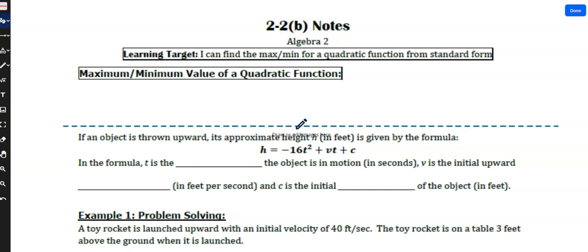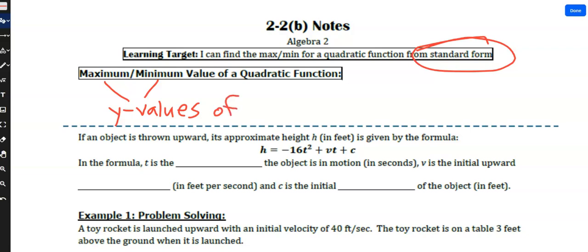Okay, so how can I find the max and the min for a quadratic function from standard form? Obviously, if it was in vertex form, that would be really easy. Now keep in mind that maximum and minimum values are y values of the vertex. So if you can find the y value of the vertex from a picture or from vertex form, man, that's a piece of cake. But if you're given standard form, then you got to think about it. You got to do a little work.